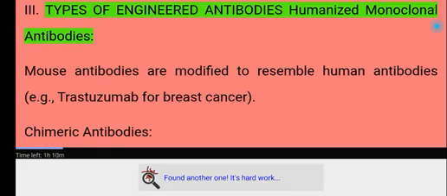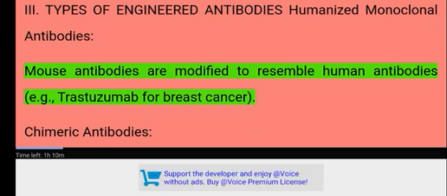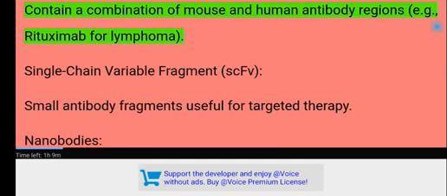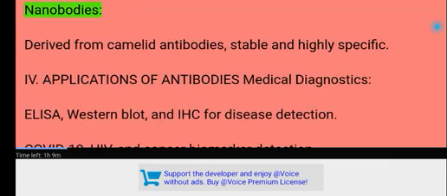3. Types of engineered antibodies. Humanized monoclonal antibodies. Mouse antibodies are modified to resemble human antibodies, e.g., trastuzumab for breast cancer. Chimeric antibodies. Contain a combination of mouse and human antibody regions, e.g., rituximab for lymphoma. Single-chain variable fragment, scFv. Small antibody fragments useful for targeted therapy. Nanobodies. Derived from camelid antibodies, stable and highly specific.